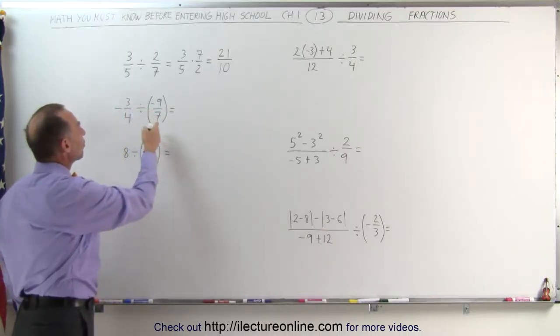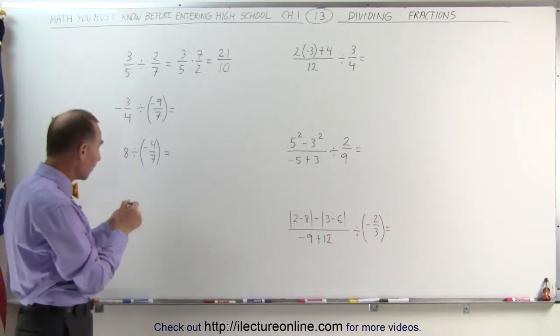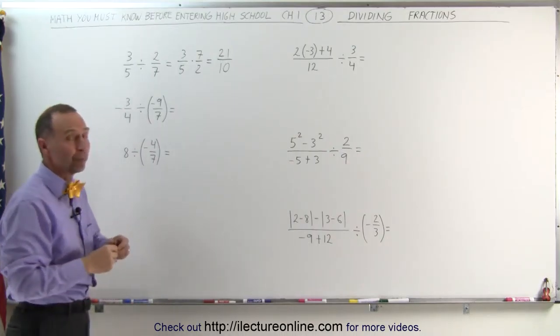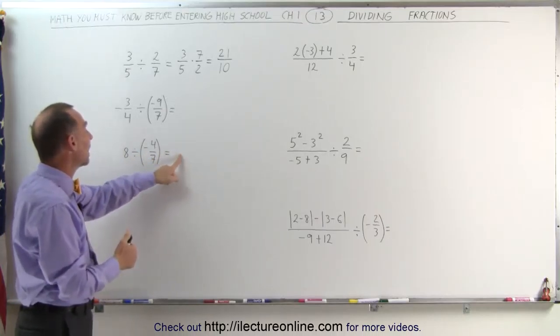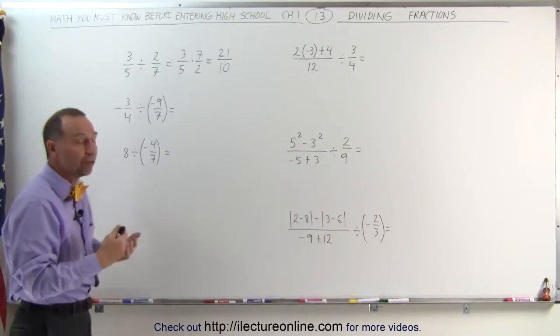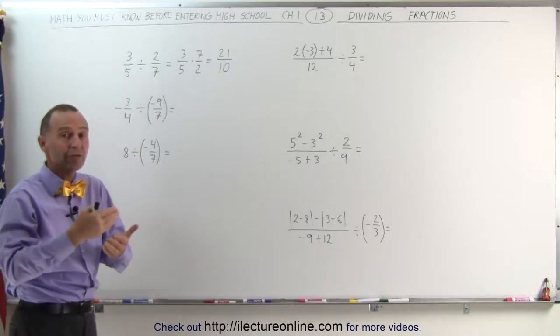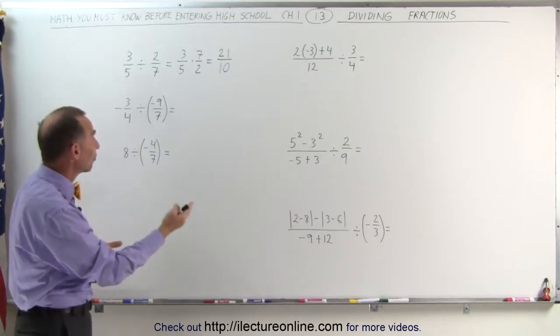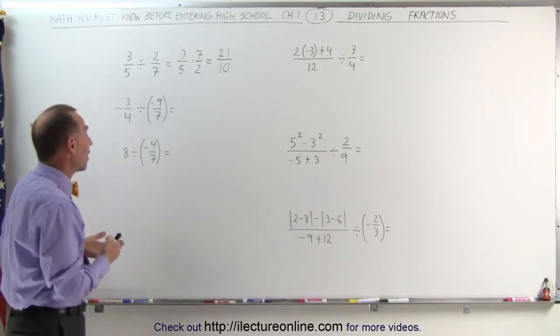Notice here we're going to do the same thing, but we have some signs in there. The signs for dividing by fractions are exactly the same as the signs for multiplying by fractions. When there's only one negative sign, the result will be negative. When there's two negative signs, the result will be positive. Or if there's multiple fractions, you're multiplying and dividing. If there's 3 or 5 or 7 negative signs, the answer is negative. If there's 2, 4, 6 or 8 negative signs, the answer is positive.